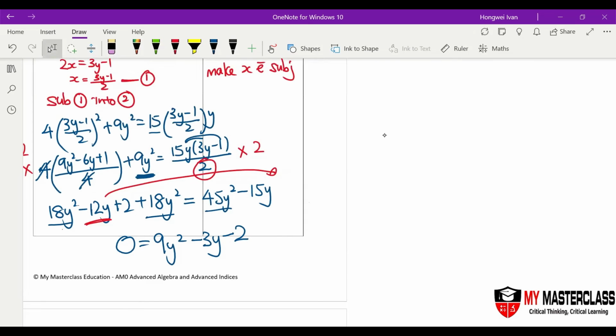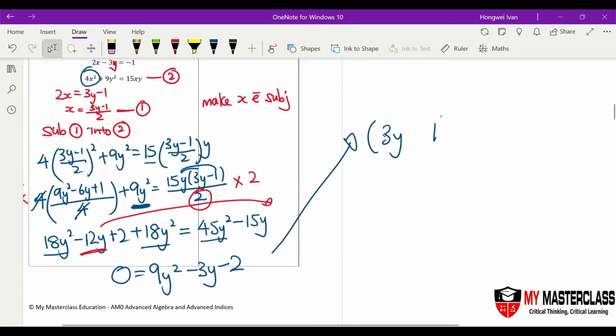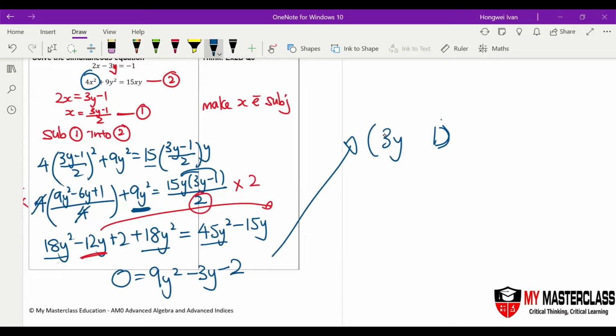Now use your quadratic solver. Can factorize or not? 3y1, 3y2 equals 0. You want to form minus 3, minus 2 plus 1. Check, right? During the holiday I will teach you how to see this very fast.